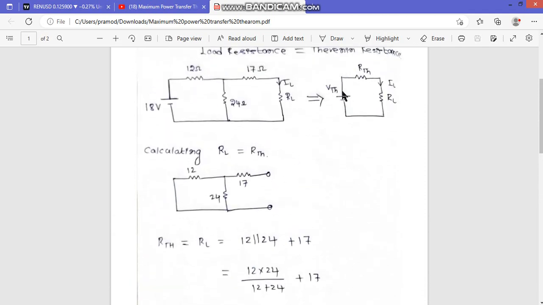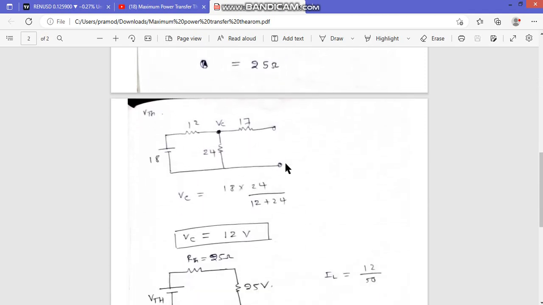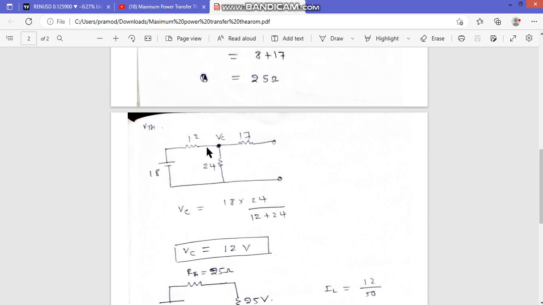Now we have to calculate VTH. How will you calculate VTH? You will just remove the load resistance and calculate the voltage drop across that terminal, AB, if you consider this as AB. Now we all know that this is the circuit to calculate VTH, and there is no flow of current because this is open circuited. So the voltage drop at this point is the same as the voltage drop at this point.